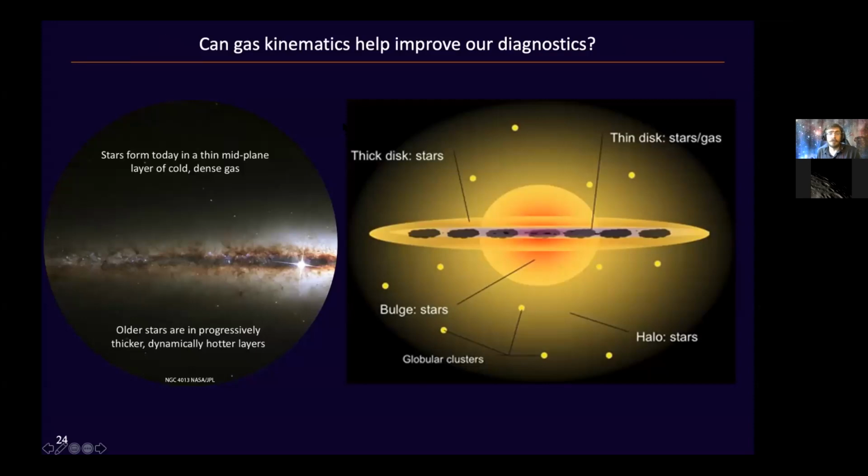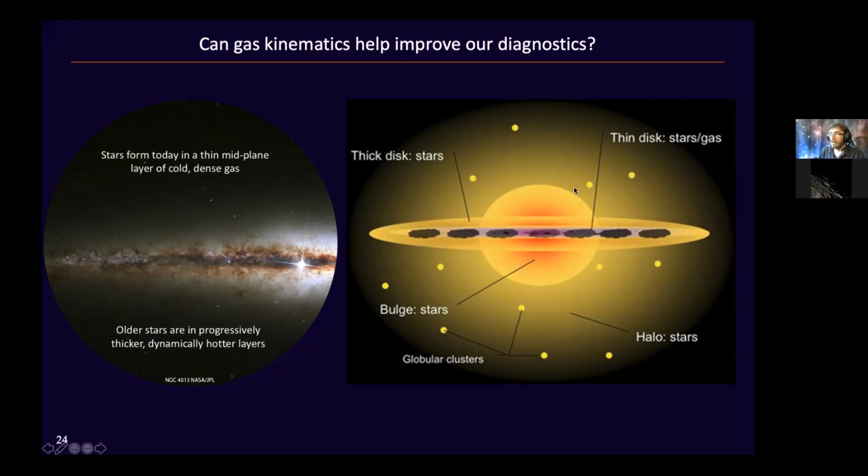What we'd like to ask is if we can use kinematics to improve that. So now that we're no longer limited to the very central parts of galaxies, we can actually see the outskirts as well. We should be able to tell the separation between different regions of galaxies. So stars today form in a thin plane of cold, dense gas at the middle of a disk. So when you look at a disk galaxy, then you're actually seeing a number of different parts. So in this diagram here, I've kind of broken out the structure of a typical disk galaxy.